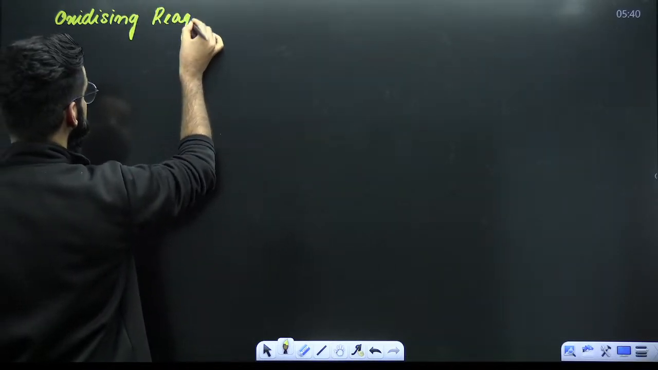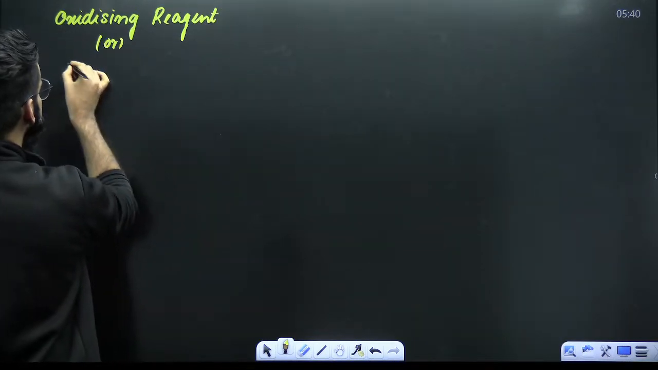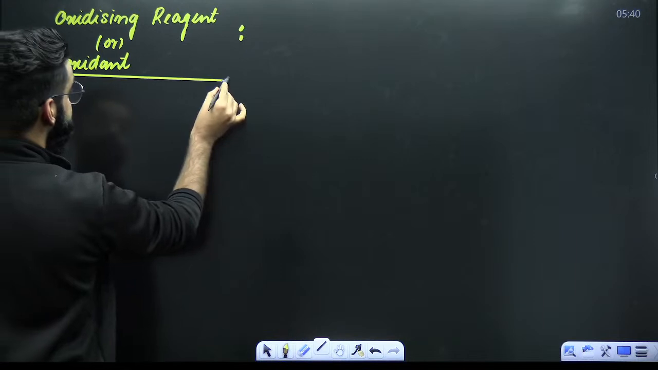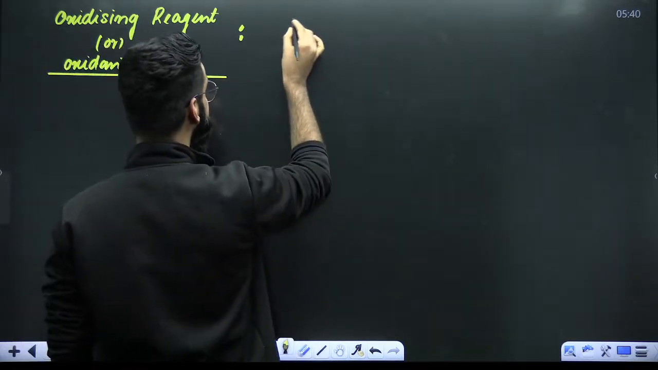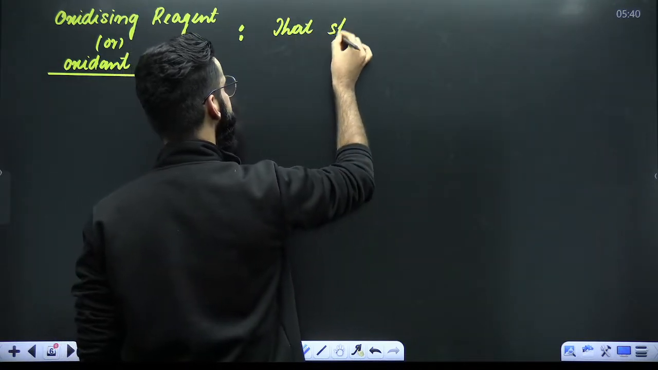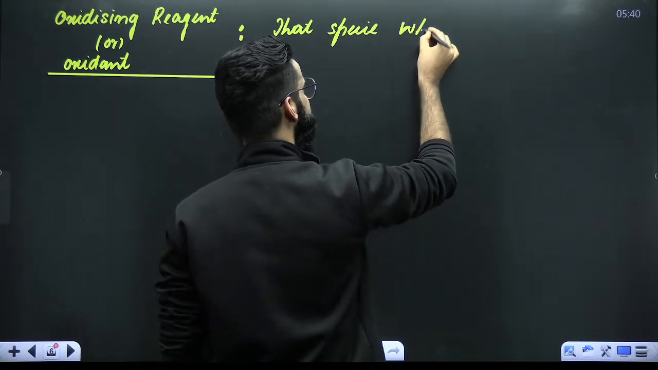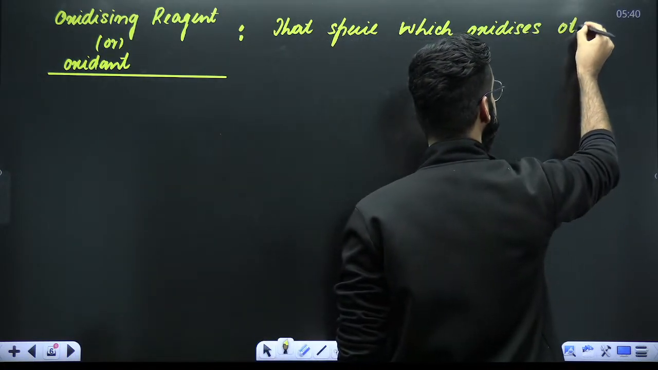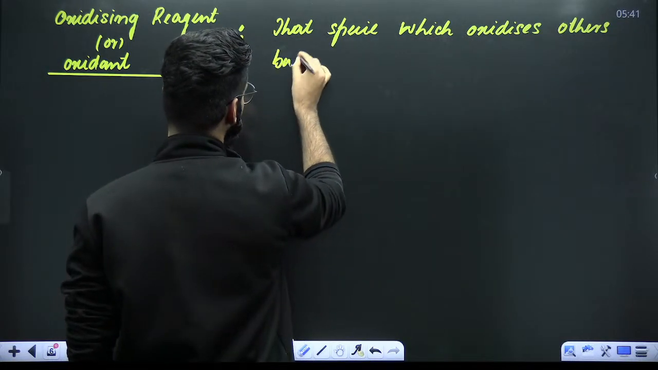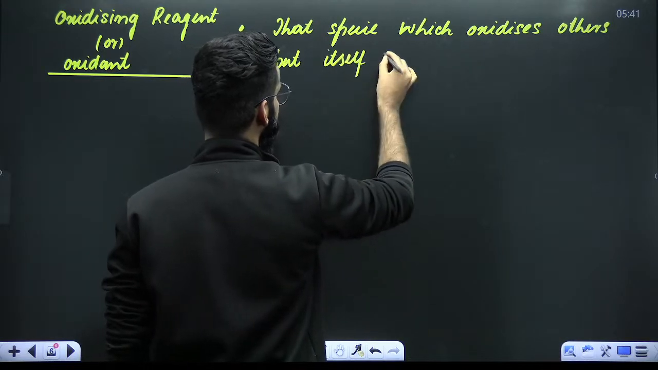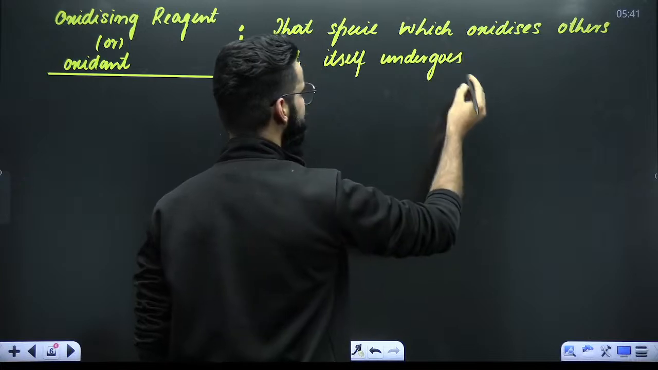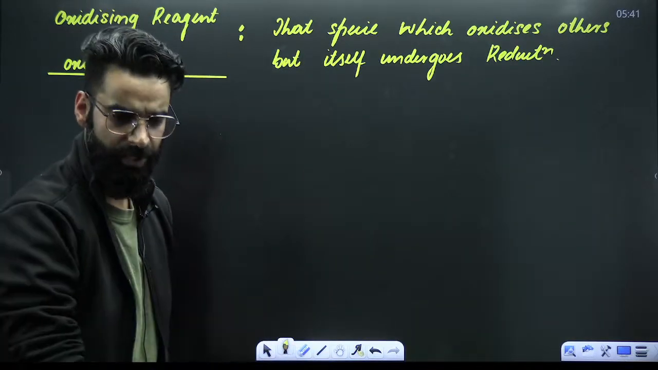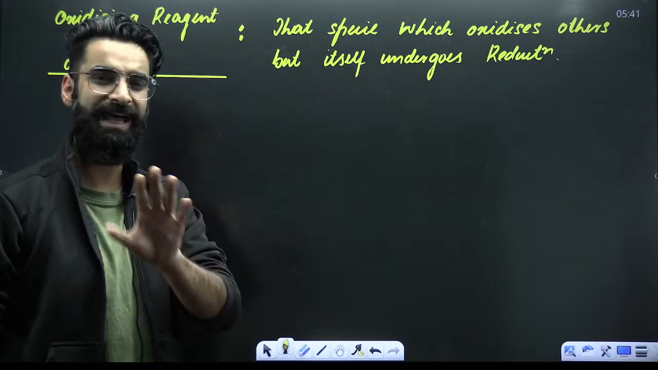Perfect, guys. There is a term called oxidizing agent. Oxidizing agent is also called oxidant. Now, how do you define the term oxidizing agent? My dear students, oxidizing agent is that species which oxidizes others, but itself undergoes reduction. That particular species which is going to oxidize others and itself will undergo reduction, we'll be calling that particular species as oxidizing agent. What it means, you'll get the idea in some time.